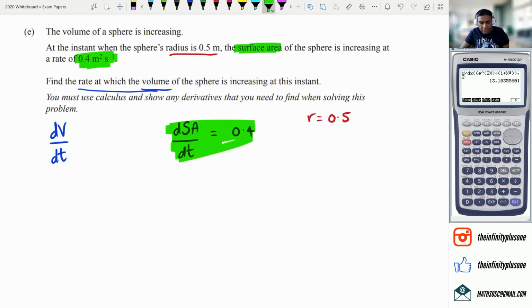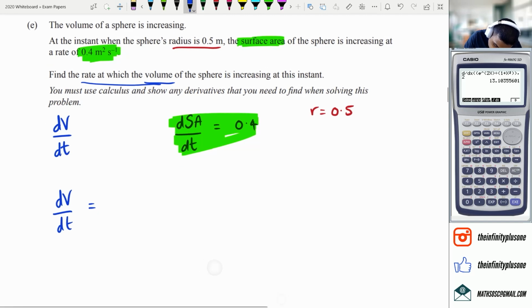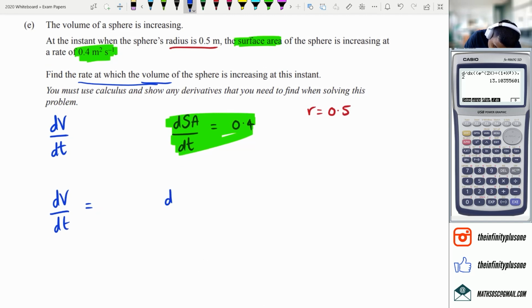So this is all the information that we've been given, and we're looking for dV/dt. So here's how it's going to work, all right? I'm going to write down this equation as is, dV/dt. Now, I know that I've got dS over dt, right? So we're just going to fit in here somewhere. Surface area, so I'm just going to put it as dSA over dt. And I also know this is a volume of a sphere. So volume of a sphere is equal to 4/3 pi r cubed.